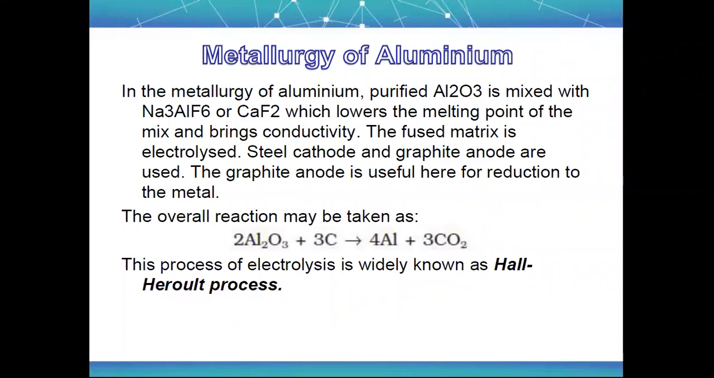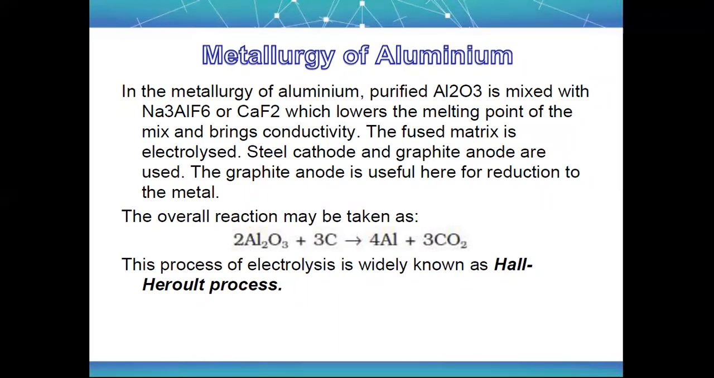Metallurgy of aluminium. In the metallurgy of aluminium, purified Al2O3 is mixed with Na3AlF6 and CaF2, which lowers the melting point of the mix and increases conductivity. The fused matrix is electrolyzed. Steel cathode and graphite anode are used. The graphite anode is useful here to reduce the metal.